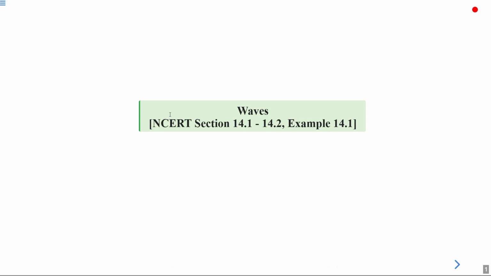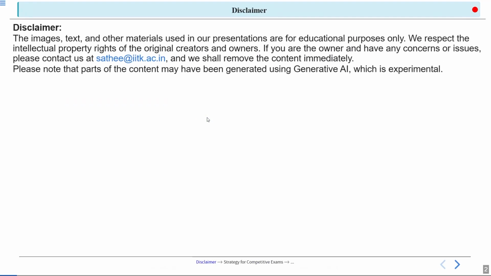Hello students, in today's lecture we are going to learn about waves. In this lecture we will cover NCERT section 14.1 to 14.2. We will also solve an example 14.1. This is our disclaimer.